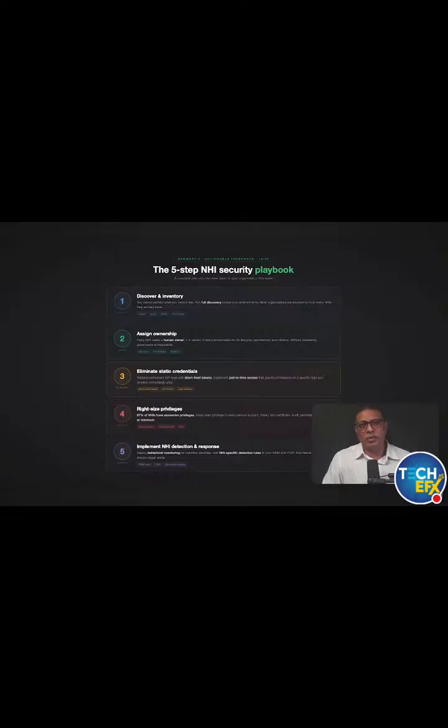And the fifth step is implement NHI detection and response. Deploy behavioral monitoring specifically designed for machine identities. Add NHI-specific detection rules to your SIEM and ITDR tools and set the alerts. Remember, this is not just a technology problem. It is a governance problem. The technology exists. What most organizations lack is the ownership model, the policy framework, and the operational discipline.